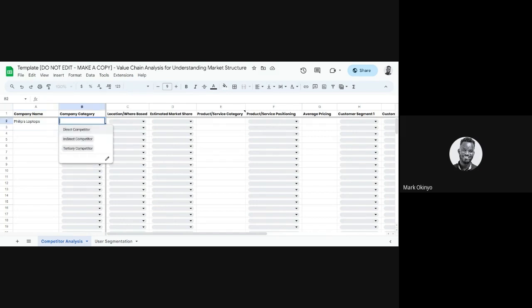It's usually good to also get a sense of who this company is, and if you are to get into a competitive battle, where would they actually sit? Here they can be a direct competitor. That means they are selling the exact same products for the exact same customer segment and using similar methods as well. That's a direct competitor. An indirect competitor could be targeting the same customer, but potentially offering a slightly different solution to what you're offering.